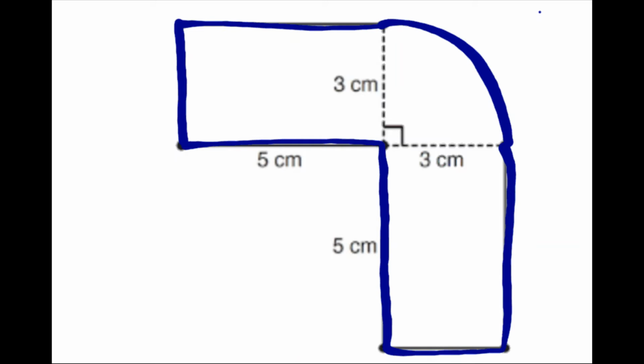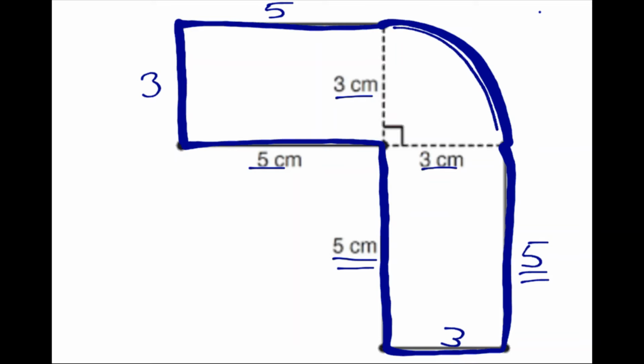So I know that this top side has to be 5 because that's also 5. I know that this dotted line is 3, so that's 3. I have a 5 down here. If this dotted line is 3, then this is also 3. If this is 5, then that's also 5. So actually I have pretty much everything except for this section of that circle.